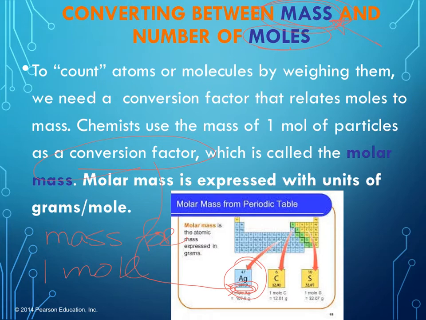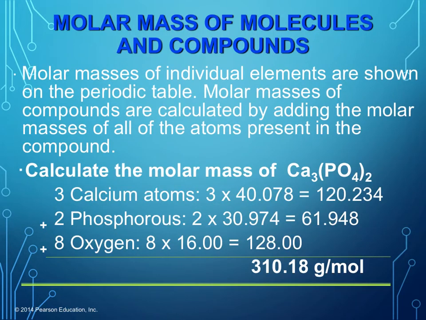Okay? So another way to express the mass for 1 mole of something is called molar mass. That's what we'll be using as a conversion factor going from mass to mole. They're the molar mass that we find in the periodic table. If you're talking about an individual atom or element, you simply use the average atomic mass in the periodic table. But what if you're talking about a molecule or compound that has more than one atom in it?